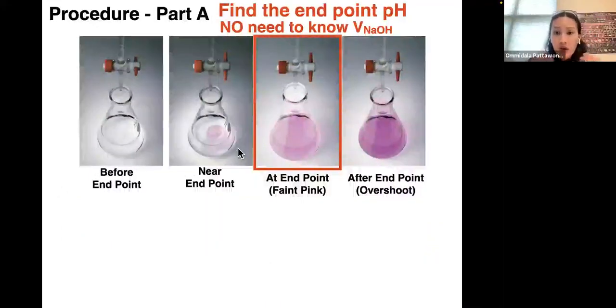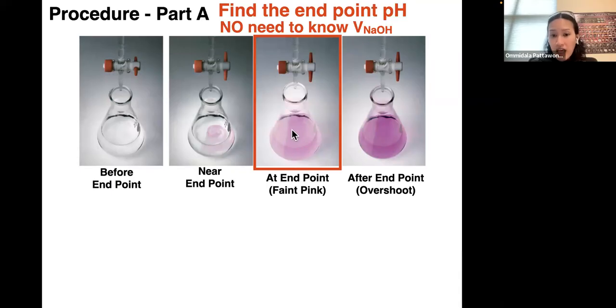Again, the goal of this is not to find out how much sodium hydroxide you use, but to find out the pH at the endpoint. So when you have acetic acid, all you have to do is add the indicator, phenolphthalein, and then add sodium hydroxide into it. Once the sodium hydroxide turns the color into faint pink, you are going to stop the titration, or stop adding sodium hydroxide. You do not need to jot down the volume of sodium hydroxide used. All we want is the color.